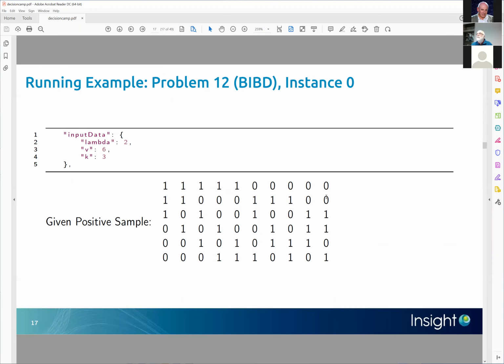is an example solution given as a matrix of 0, 1 values. And in addition, you get some input data saying lambda is 2, b is 6, and k is 3. You're not told anything more. It doesn't have to be called lambda. It could be called Toto as well, if you want to. And you're given different instance sizes of these kinds of problems.